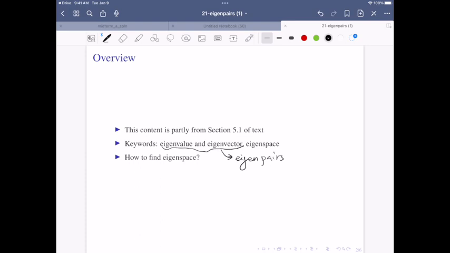So we basically have two questions. How do you find eigenpairs? This is the first question. Now, if you have eigenpairs, for each eigenpair, we are able to find the eigenspace. So there are two questions, but the second question will be covered today, and the first question will be covered later.